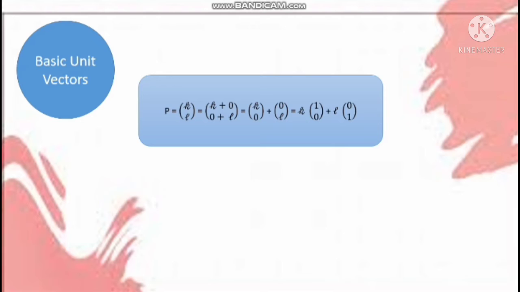And then about basic unit vectors. If you apply the rules of vector algebra to a vector in column form, you can see that p equals (K, L) equals (K, 0) plus (0, L) equals K times (1, 0) plus L times (0, 1). The vectors (1, 0) and (0, 1), which appear in this last expression, are called basic unit vectors in the x direction and y direction. They are denoted by the letters i and j. So p equals Ki plus Lj.